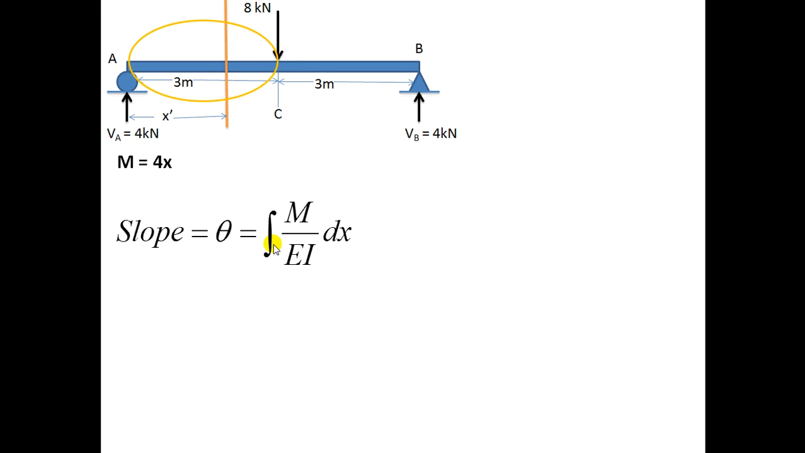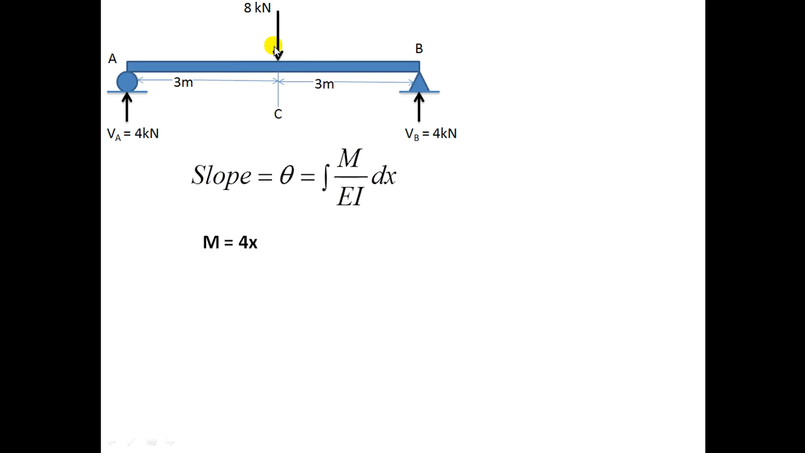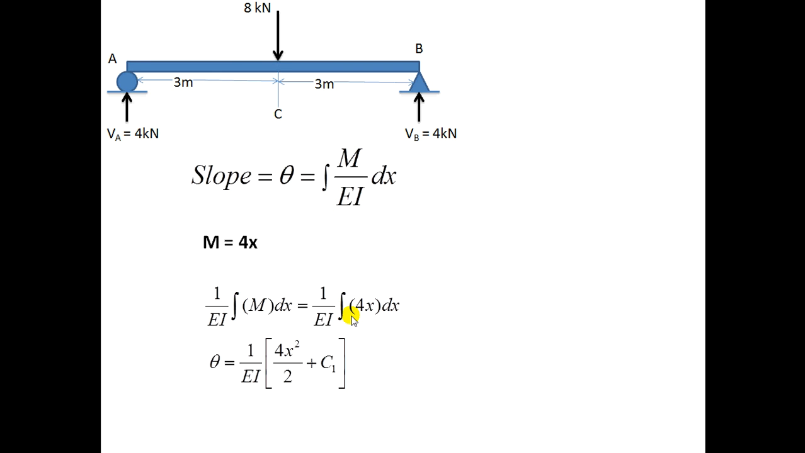And what I will do, the first integration of this moment will give me the slope value in this AC region, and the second integration of this moment equation will give me the deflection value in the AC region for this type of beam. And this is my slope, and I will simply put M is equal to this over here in this equation, and I will take this term as the slope, delta, and it is equal to this one.